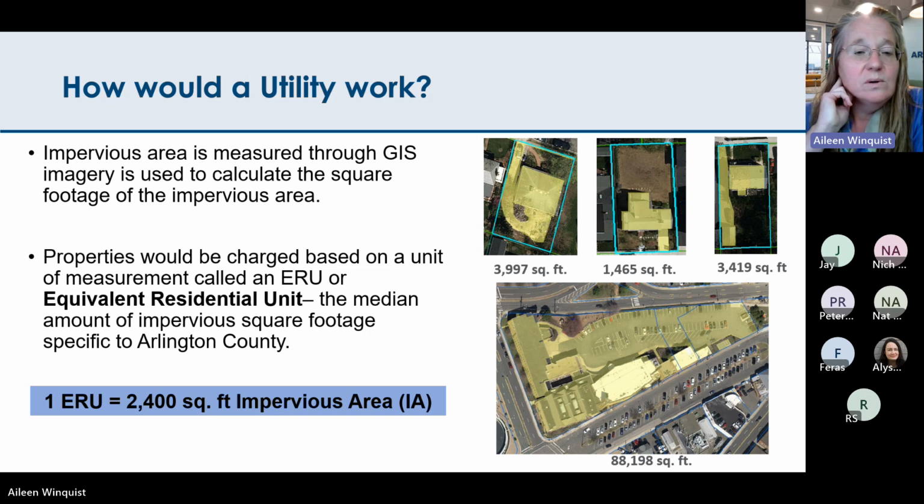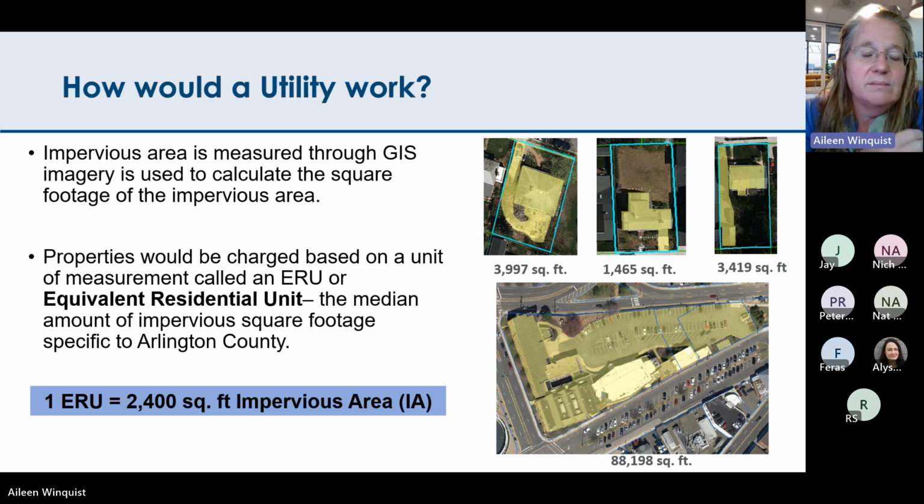So how does the utility work? The impervious area on a property is measured using the county's geographic information system imagery, and that's used to calculate the square footage of the impervious area. Properties are charged based on a unit.